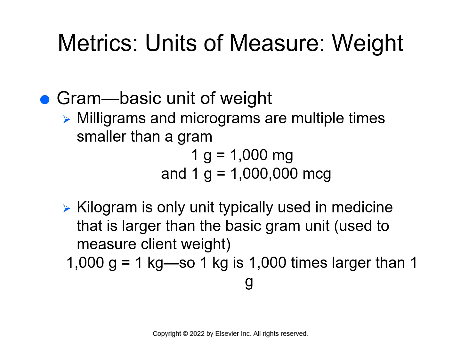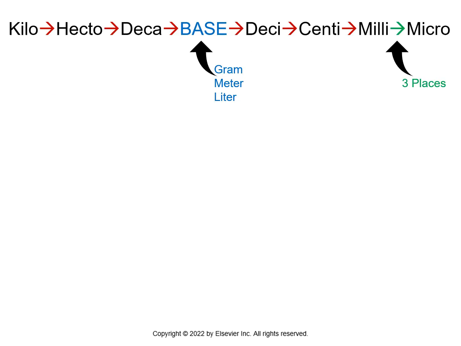But again, I have an easier way to help you remember this. So write this down, okay? Write it exactly like this on the cheat sheet that I gave you. Kilo, hecto, deca, base, deci, centi, milli, and micro. This is going to help you with what's smaller and what's larger than the base. Remember that your base is grams, meters, and liters.